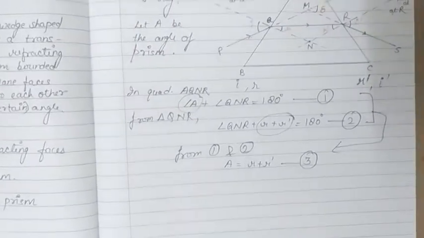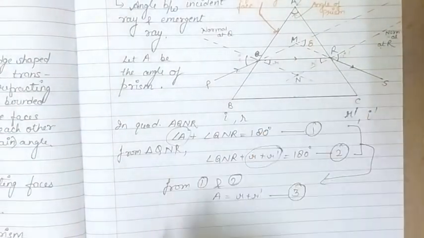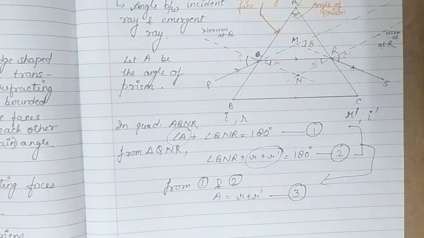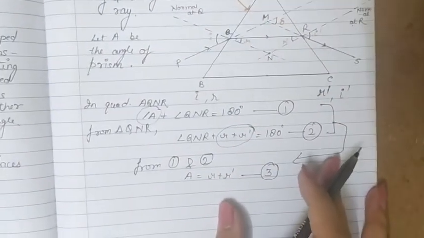Now from triangle MQR, our task is to find the angle of deviation. The incident light was PQ, and how much it gets deviated, by what angle the deviation came in its path, that we want to know. Means we actually want to find delta. Our task is to find the value of delta. So for delta we have to move to triangle MQR. Now we are moving to triangle MQR.